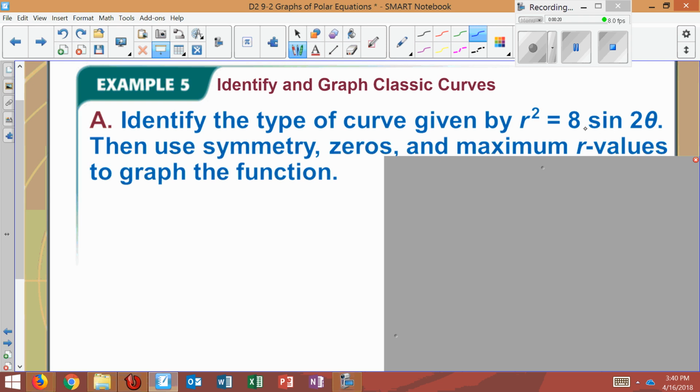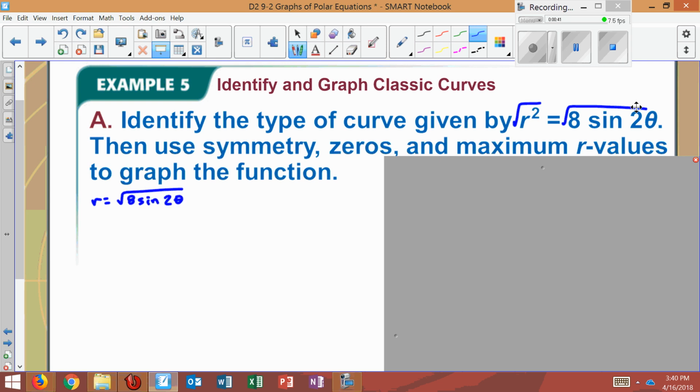a trig function, that's going to be the lemniscate, if you want to think of it that way. The way you graph this, first, if you want to use a graphing tool, is you take the square root of both sides. So I'm going to write this down so that we can get our values from here. So we'd have the square root of 8 sine 2 theta.